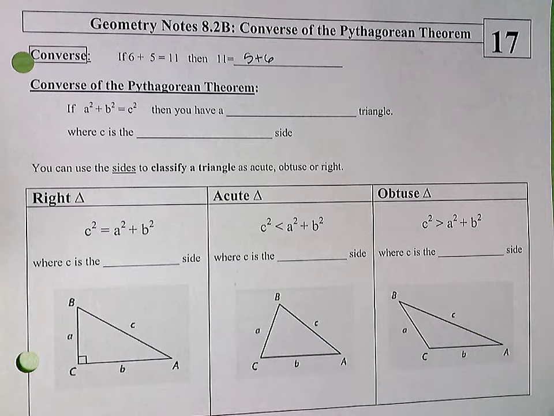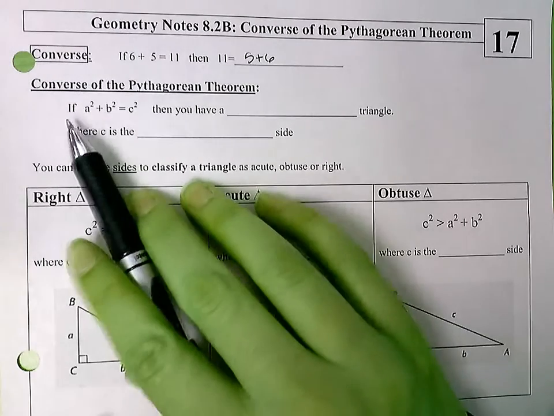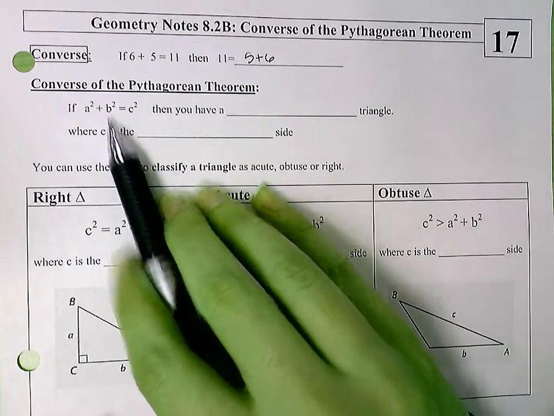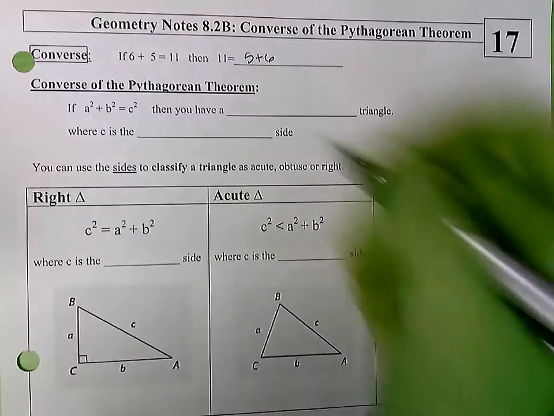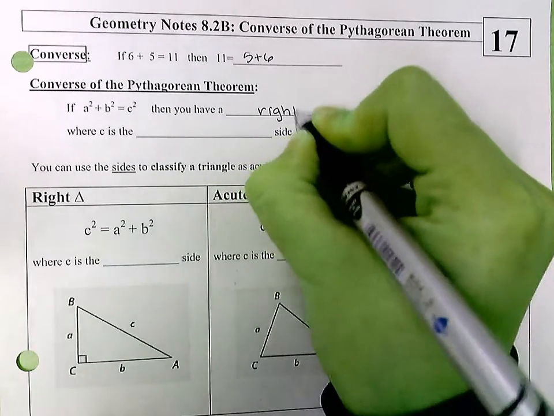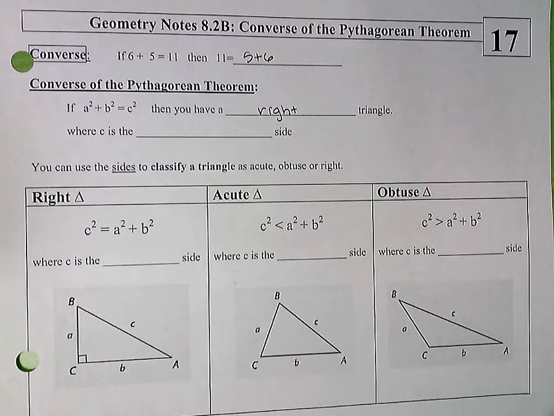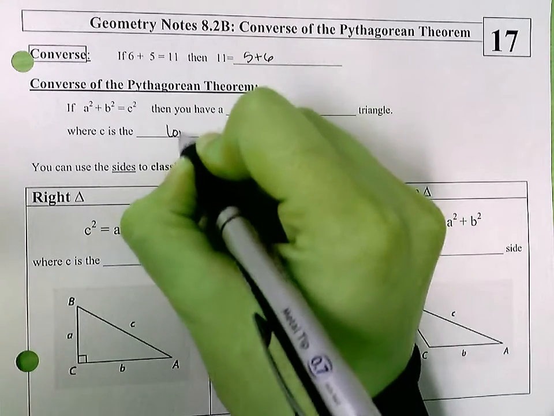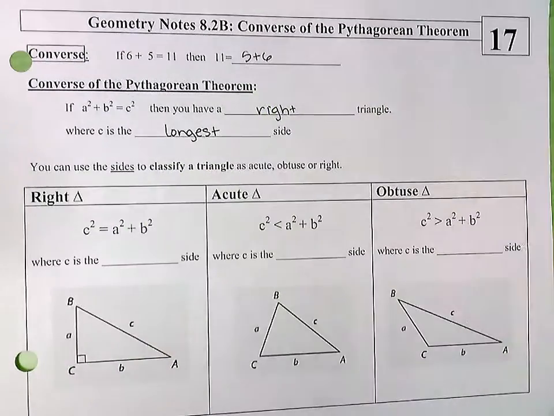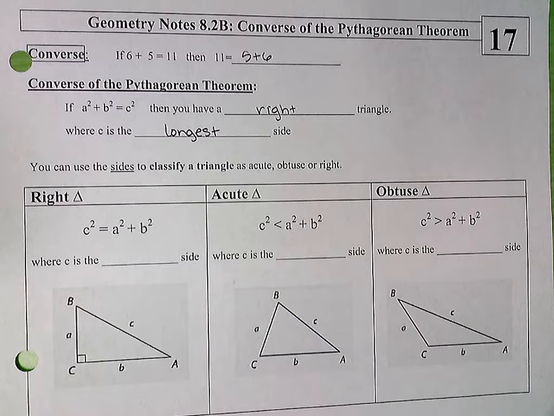So for the converse of the Pythagorean theorem, if we have a squared plus b squared equals c squared, then you have a right triangle, where c is going to be the longest side. Since your hypotenuse in a right triangle is your longest side, c has to be that longest side. So we can use the sides of a triangle to classify it as either acute, obtuse, or right.